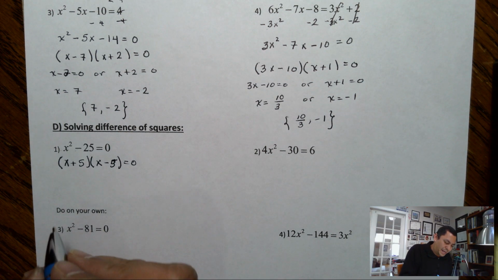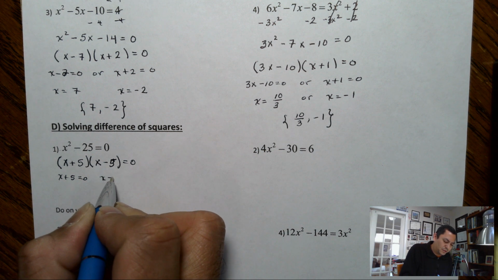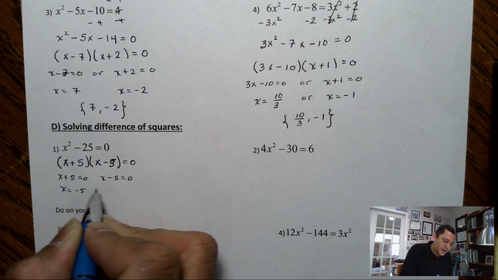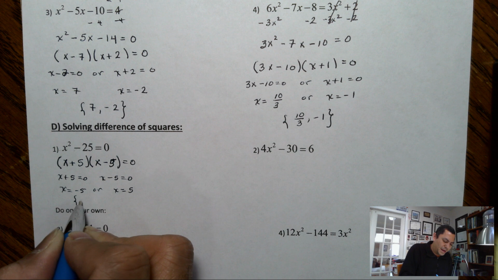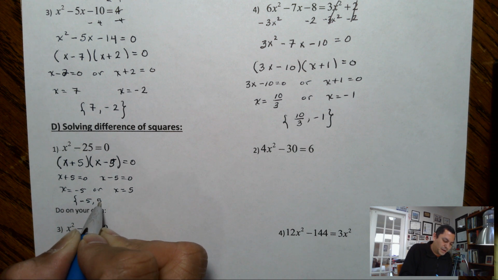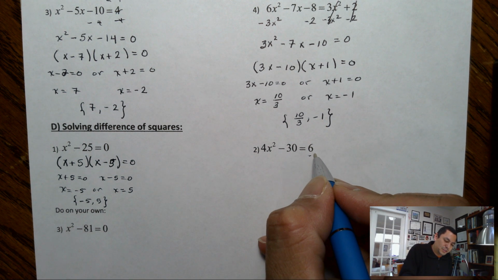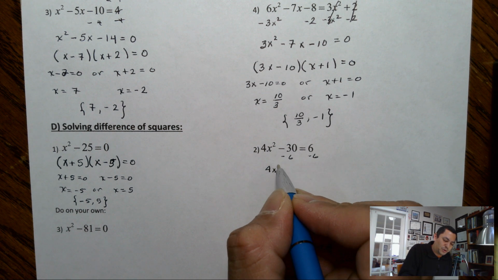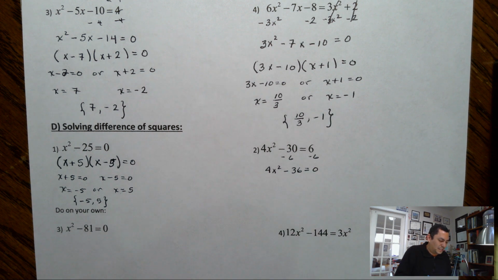Now we split, so x plus 5 equals 0, x minus 5 equals 0, so x equals negative 5, or x equals 5, so we have negative 5, comma, 5. So that's problem number 1 of part D. Now here, I have 4x squared minus 36 equals 0.